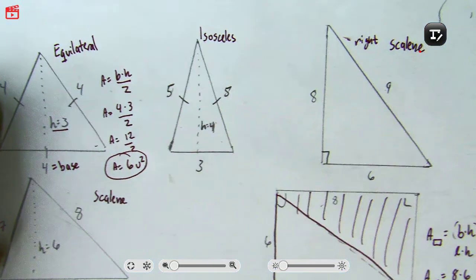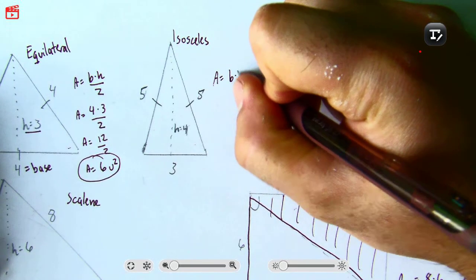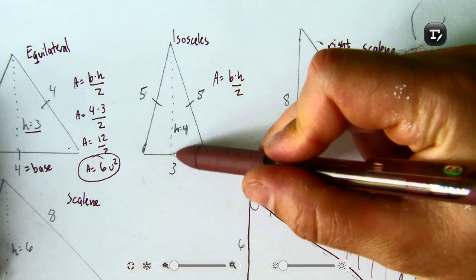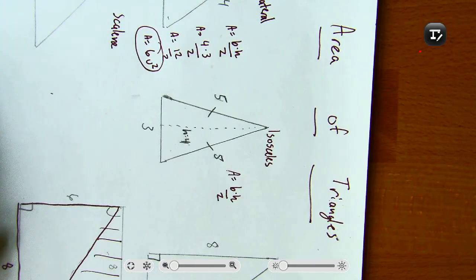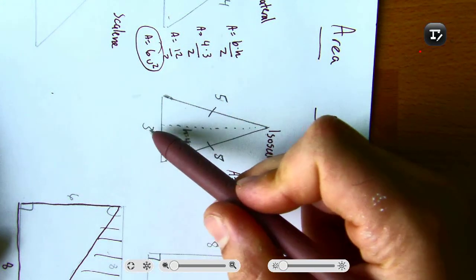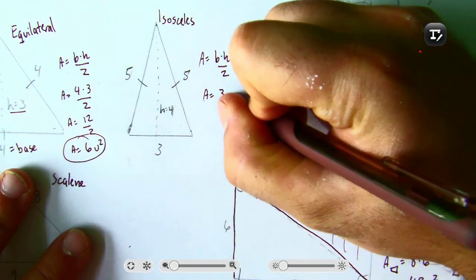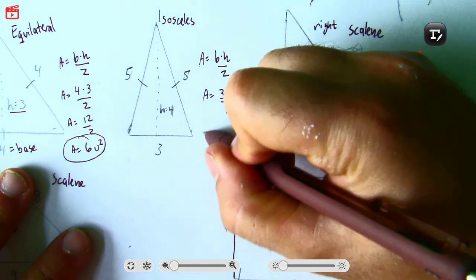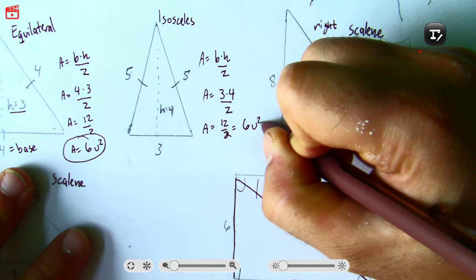For the isosceles, I'll do the same exact thing. Area equals base times height divided by 2. Now, what's the base? That is the question. The base is the point from which the height stems. Even if this was turned on its side, like so, it would still be the base right here because that's where the height is coming from. So I'll take that base of 3 times the height of 4, dividing it by 2. So area here equals 12 divided by 2, which is also 6 units squared.